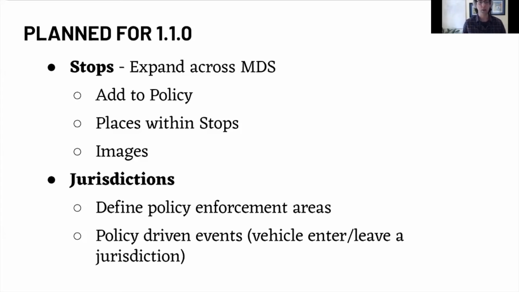And then lastly, and this is the fourth thing, but there's a lot of other things as well if you dig into what we're looking at, jurisdictions. This is helping to define policy enforcement areas, and it allows for something called policy-driven events, which is vehicles that enter or leave a jurisdiction. For some cities, this isn't a big deal.